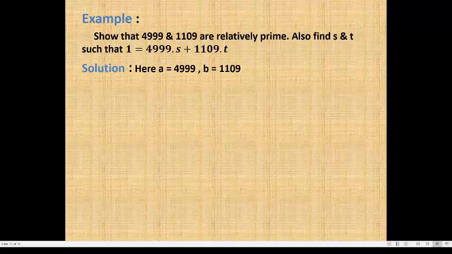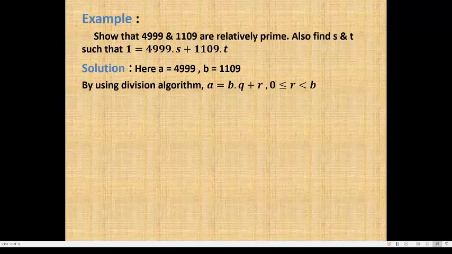Solution. Here we take A is equal to 4999 and B is equal to 1109. Here both are positive integers, so that's why we take A greater than B. By using the division algorithm, A is equal to B times Q plus R, 0 less than or equal to R less than B. So substitute the values here. That means we get 4999 equals 1109 into Q plus R.